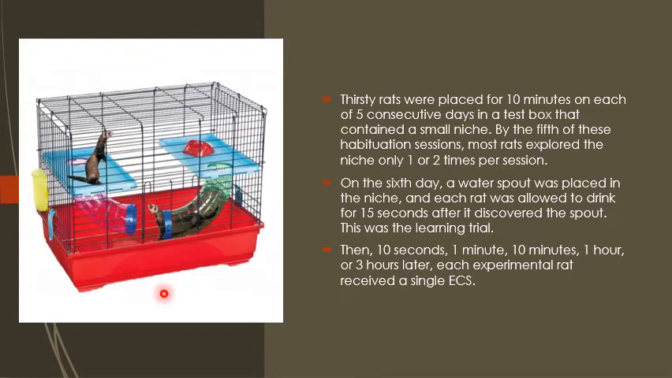for 5 days, 5 consecutive days. Then there is a small niche. Let's just say this red object here represents the niche. And by the 5th of these habituation sessions, most rats explore the niche only 1 or 2 times per session. So for 10 minutes, they explore this area, or explore this niche, just 1 or 2 times per session. The next day, on the 6th day, a water spout was placed in the niche.